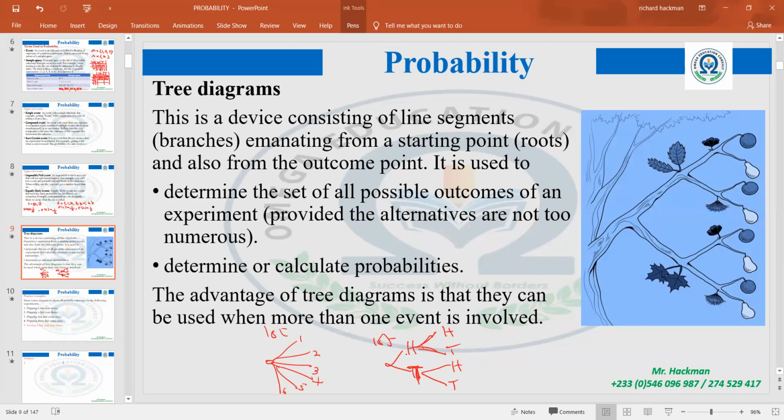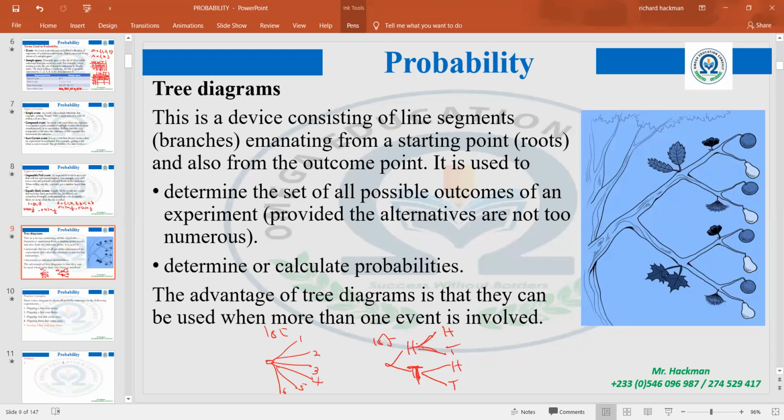So I basically have 2 outcomes, meaning I'm going to have 2 branches. My first trial will always start from the root. From the root, I'm going to get 2 branches, in the sense that my first trial will give me 2 possibilities, either a head or a tail, or 2 possible outcomes.